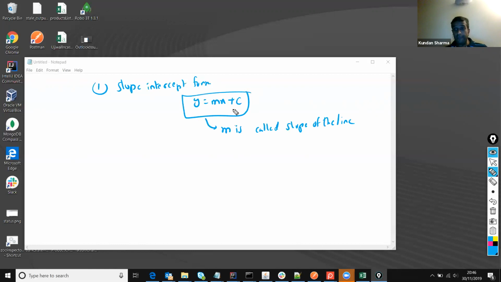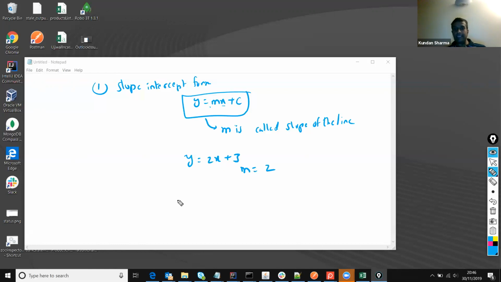So we say m, which is the coefficient of x, has to be the slope of the line only if the coefficient of y happens to be 1, right? So if we have an equation like y is equal to 2x plus 3, then we can say that the slope m is the coefficient of x. In this case, it happens to be 2. Is it clear?